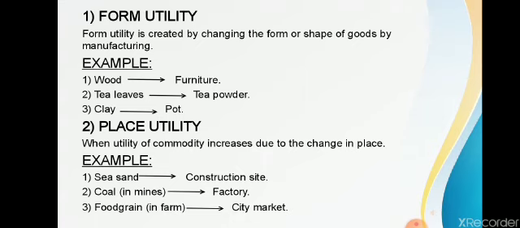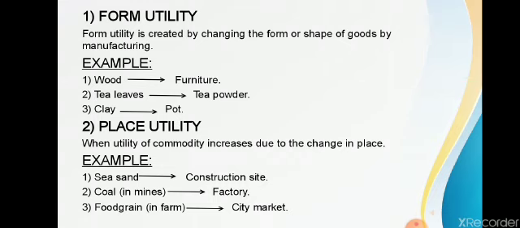Now let us look at the second type of utility. What is the second type of utility? It is place utility. Now what is place utility? When the utility of a commodity increases due to the change in place, it is said to be the place utility.